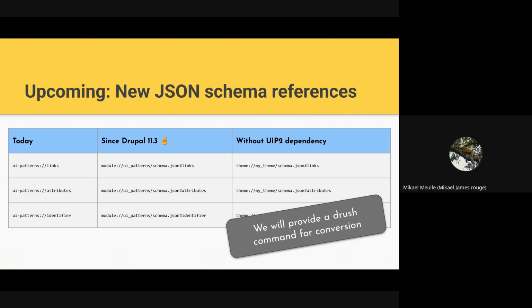And maybe later themes will be able to propose their own JSON schema, and then they can be, let's say, standalone, and they don't need UI Patterns to go on. But right now we are on the first step, doing the migration. And we will provide the Drush command, of course, as usual. We will make things as easy as possible.